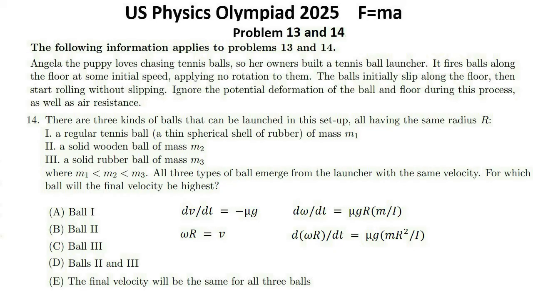The quantity m r squared over I is larger for objects where the mass is close to the axis than for objects where it is far away, so it is larger for a solid ball than for a spherical shell. This means that the solid balls will pick up angular velocity faster and will end up with a larger speed at the time when the ball stops slipping. It means that balls 2 and 3 have the same final speed, which is greater than for ball 1. This is answer D, and that was solution for problem 14.